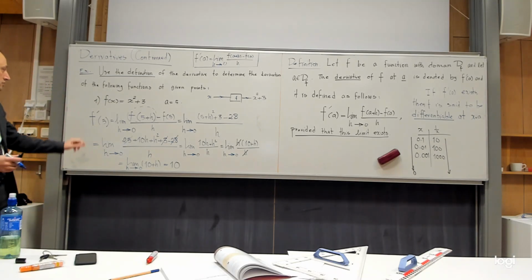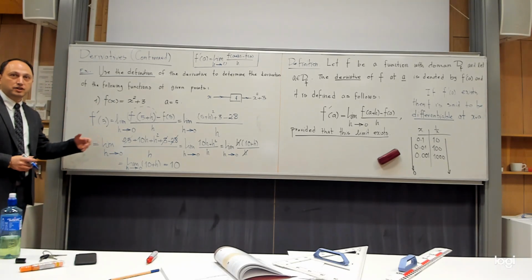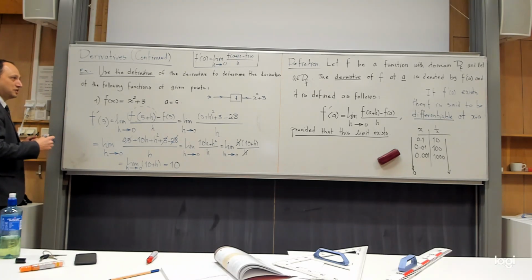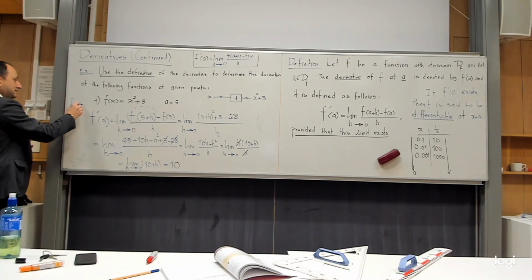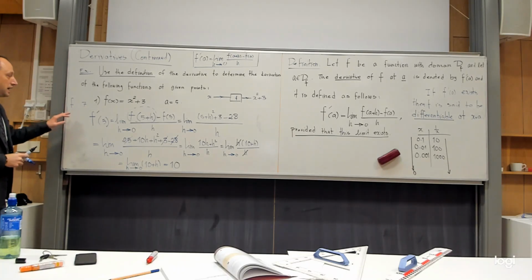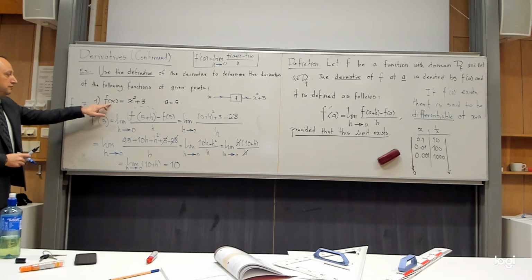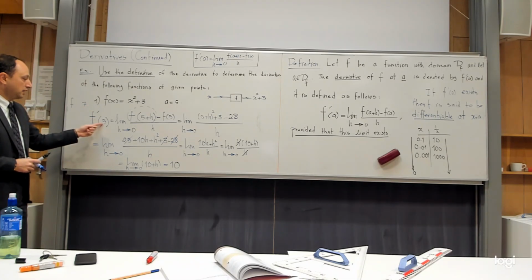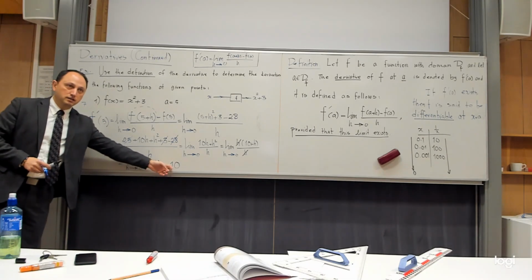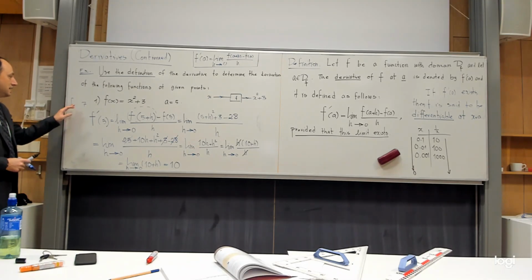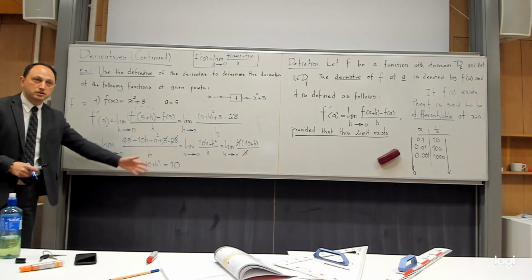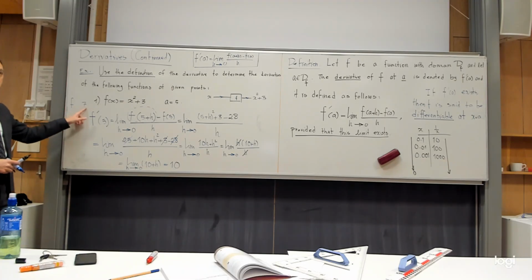So this function f at 5 is differentiable. Can I immediately conclude about differentiability of f at 7? If I ask you, is f differentiable? We learned that f is differentiable at 5 because when I calculated f prime of 5, it exists and it is equal to 10. Now, is f differentiable at 7? I can ask you, but you cannot immediately answer. You have to do the whole process once more for 7.